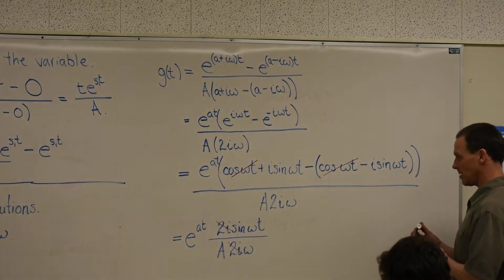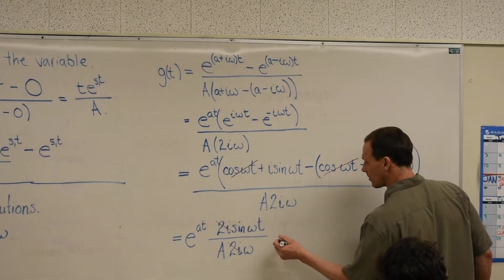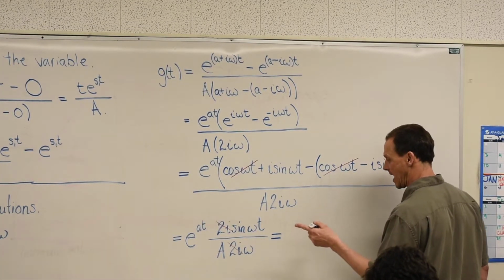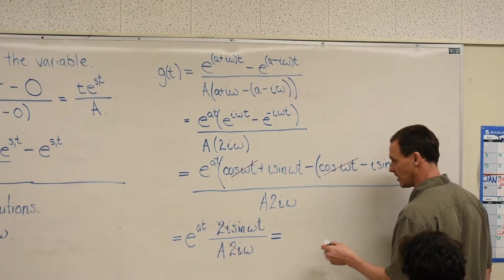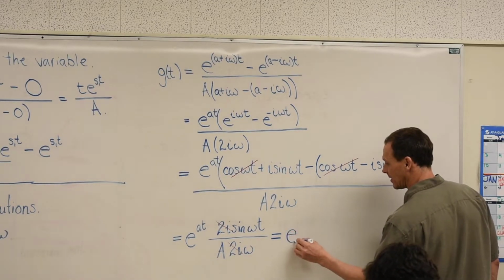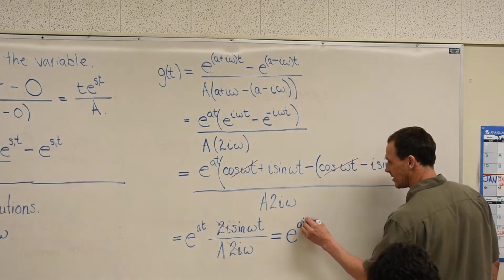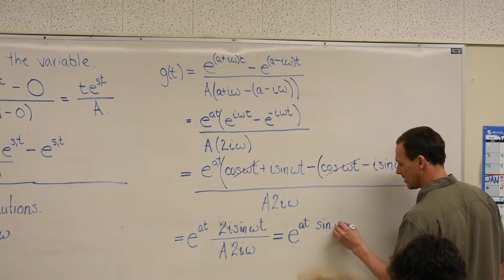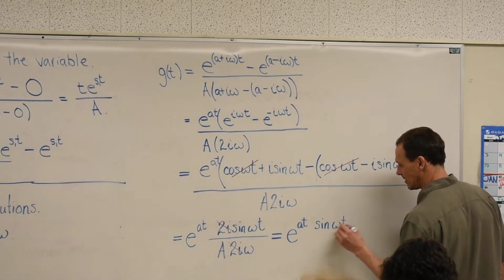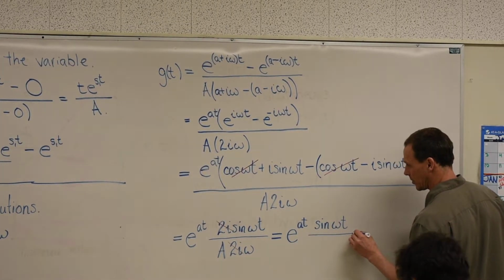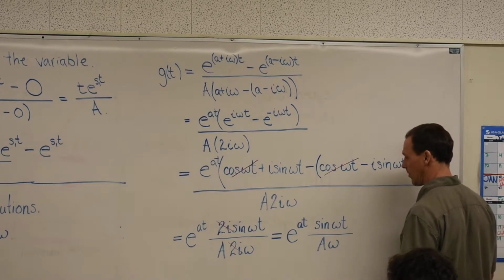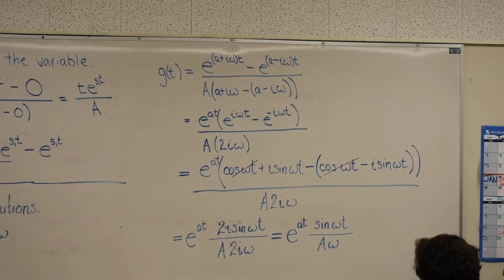And for harmonic motion with damping, this is damped harmonic motion, we have e to the at, sine omega t over a times omega. Wow. Who would have thought it would have cleaned up that nice?